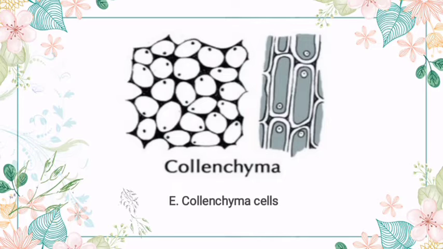Next is the collenchyma cells. They have thick walls that are especially thick at their corners. These cells provide mechanical support sa plant. They are found in areas that are growing rapidly and need to be strengthened. The petiole of leaves is usually reinforced with collenchyma.